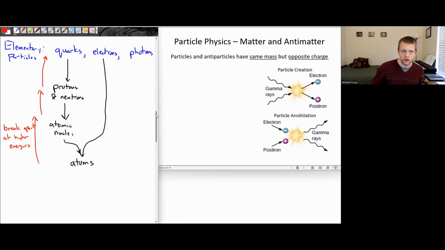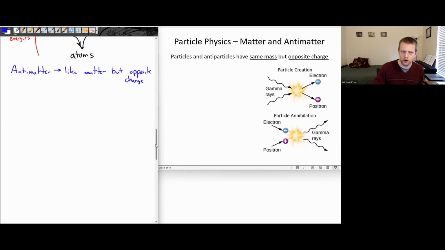We also are going to want to talk a little bit about antimatter. So antimatter is like ordinary matter, but has the opposite charge. And there are two primary reactions that we're going to go through with matter and antimatter.